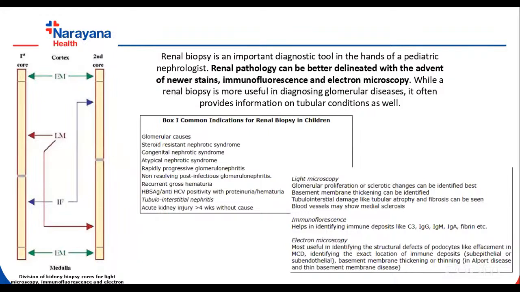In light microscopy, glomerular proliferation or sclerotic changes are seen. Basement membrane thickening is seen. In immunofluorescence, it helps in identifying whether immune deposits are present or absent. Electron microscopy helps with structural defects of podocytes, which is very helpful in cases of nephrotic syndrome, which might show nothing on light microscopy, but would show effacement in minimal change, and it also helps in identifying the exact location of immune deposits, whether subepithelial or subendothelial.